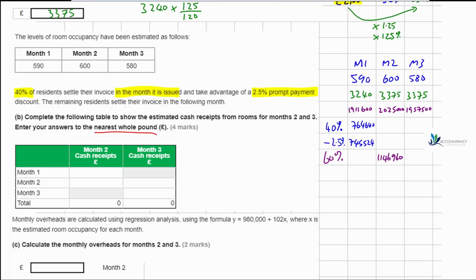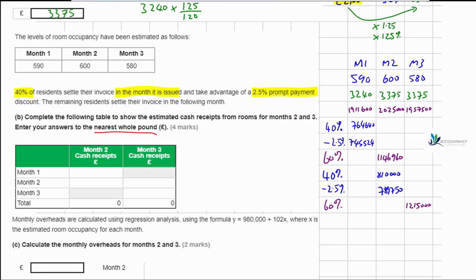And then in month 2, we issue some more invoices. So we've got the 2,025,000 that we need to bill people. And remember, 40% of that is paid in that month. But remember, they get a 2.5% discount for paying in that month. So that brings us down to 789,750. And then remember, we've got the other 60%, which is paid in the following month. So that's going to be 1,215,000.